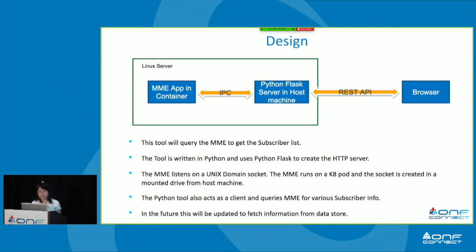To enable this, we introduced an IPC mechanism between the Python Flask server and the MME app. The MME listens on a Unix domain socket, which is created on a shared folder between the host machine and the container. The Python tool itself acts as the client and queries the MME whenever it receives any GET API from the browser. Depending on the kind of URL, it will query the MME for that particular information.